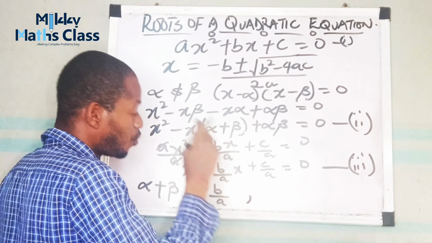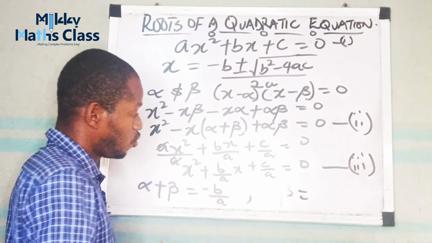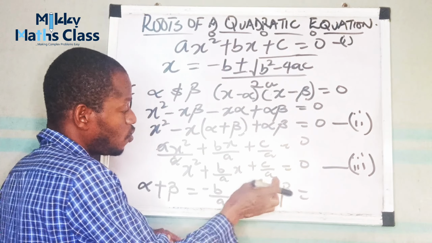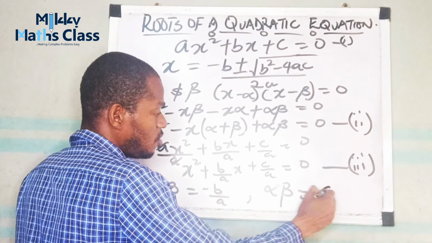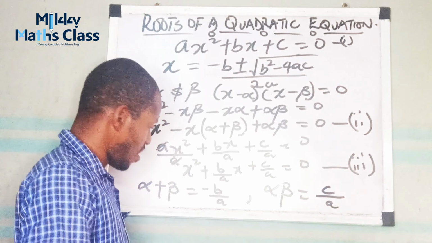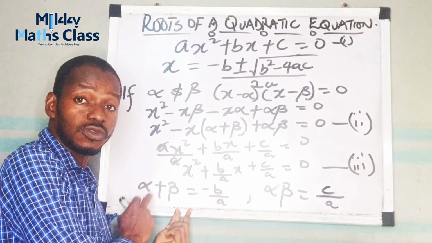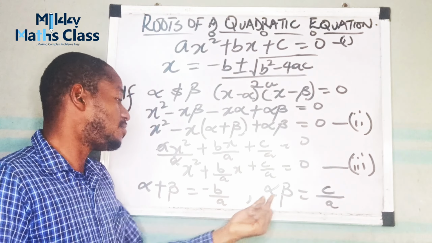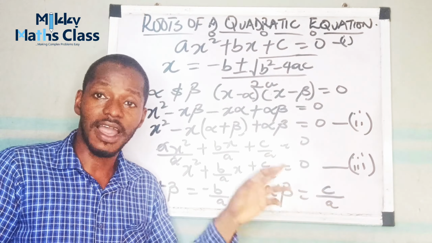Now, the product of the roots, which is alpha times beta, is equal to, where is it standing here? c over a. So when you are given a quadratic equation, the sum of the roots alpha plus beta is equal to negative b over a, and the product of the roots is equal to c over a.